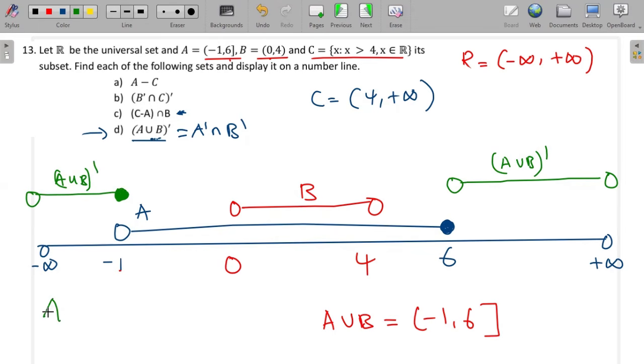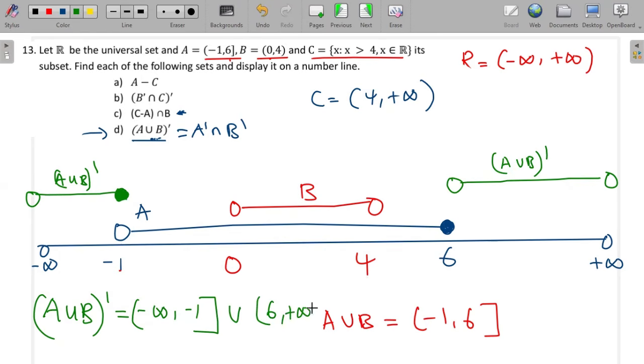So now to write the answer, we're going to unionize those things. We start with this one, minus infinity, all the way to minus 1. This is not included, but the minus 1 is included because it's shaded there. And then I say union. Here, the 6 is not included, and the positive infinity is not included. So this is our answer there.